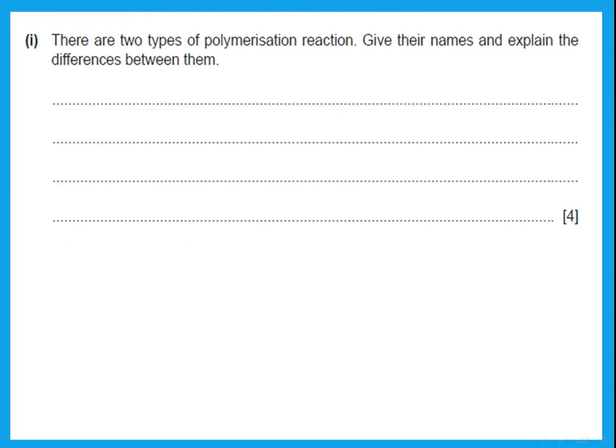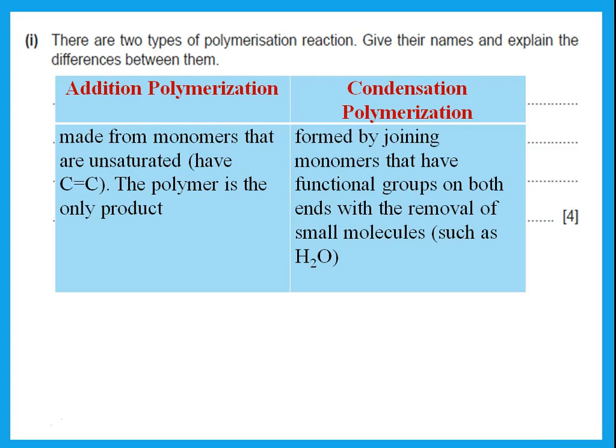Okay, there are two types of polymerization. Give their names and explain the differences, and he gives you 4 marks. So you should put all the differences. So we said we have addition and condensation. And we said addition is made from monomers that are unsaturated. They have C double bond C, and the polymer is the only product. In condensation, it is formed by joining monomers that have functional groups on both ends, and this is with the removal of small molecules. So in the end, I get the polymer plus something like water.